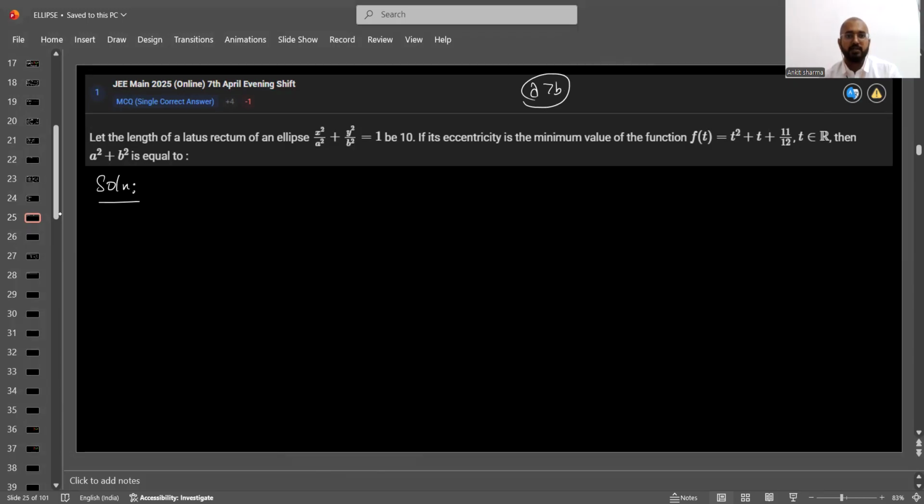So let the length of the latus rectum of an ellipse be 10. So the length of the latus rectum, if I consider this ellipse, is 2b square over A, which is equal to 10. So from here I get B square is equal to 5A. So let's keep this one here.